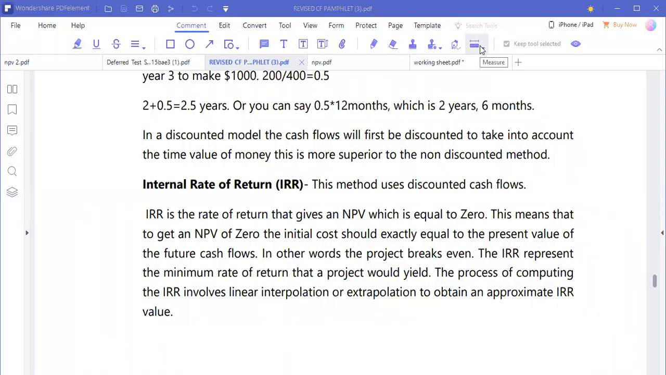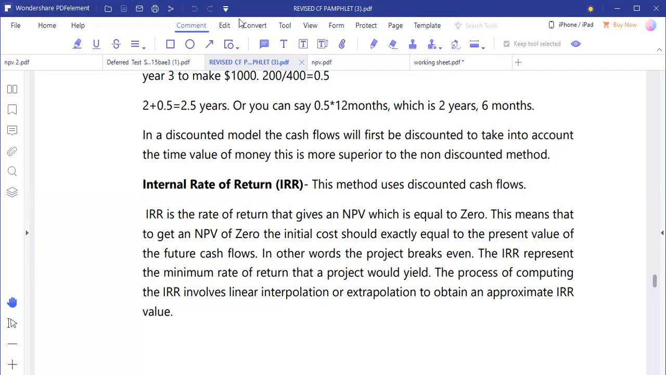Okay, so now we are looking at capital budgeting, which is also called the investment appraisal technique. That is one of the cardinal topics in corporate finance, company finance, looking at the financing method. So we are looking at the investment appraisal technique or the project evaluation technique.